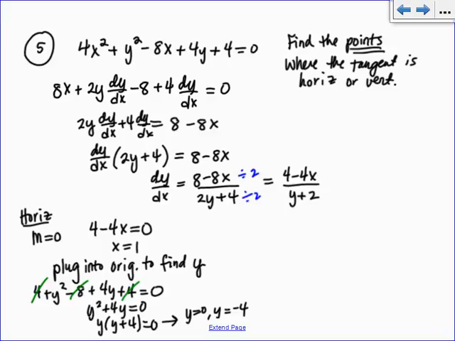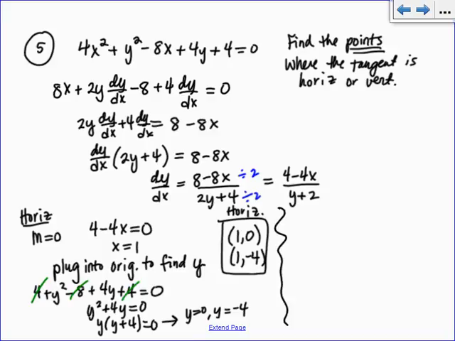So what are the points where the tangent line is horizontal? 1, 0, and 1, negative 4. There's 2 points where it's horizontal. You guys see we found the y values that went with x equals 1.